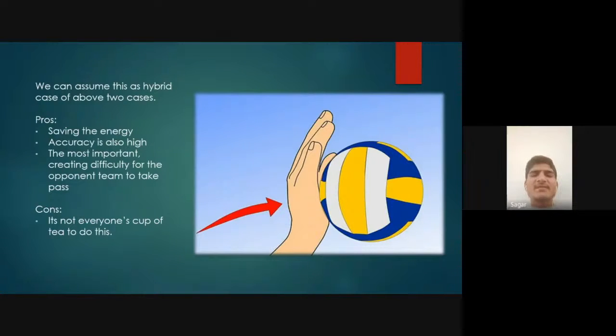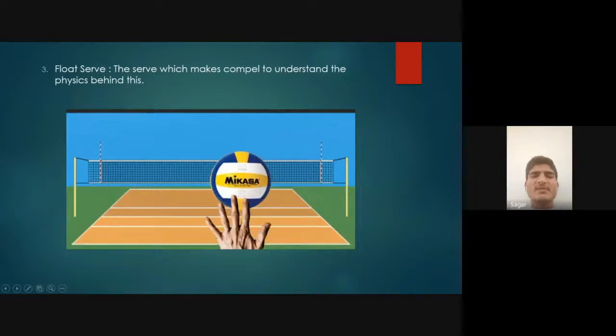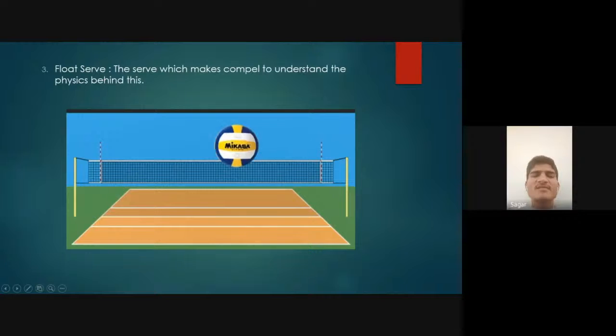So yeah, next please. This is the float serve, and you can see a small animation of how the trajectory of the ball changes with respect to time. So yeah, this is the float serve. It's very difficult for the opponent to understand the trajectory of the ball. So now we are creating the difficulty for the opponent to take the pass. So this is our mission. So what is the reason behind this? Yeah, we will see that. Next slide.